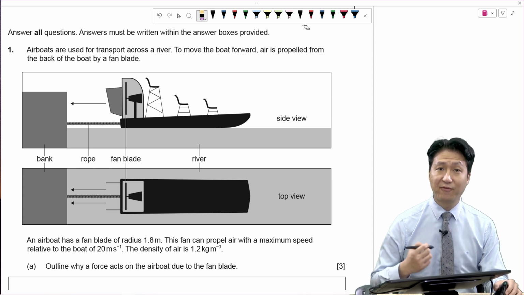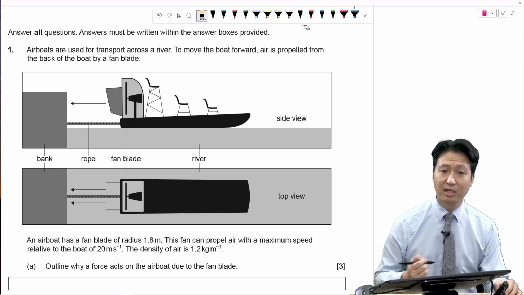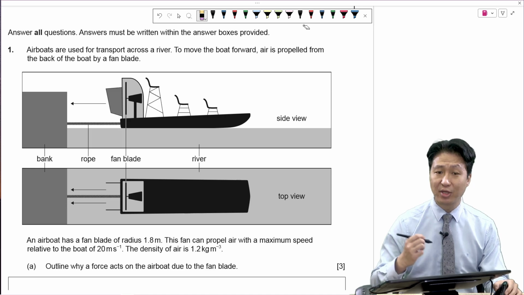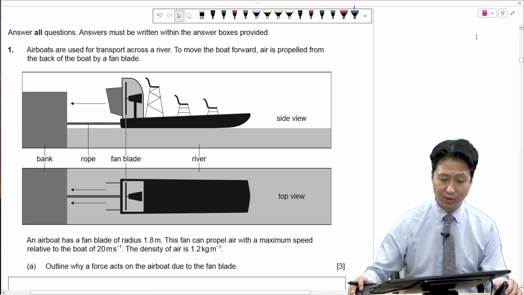An airboat has a fan blade of radius 1.8 meters. The fan can propel air with a maximum speed relative to the boat of 20 meters per second. The density of air is 1.2 kilograms per cubic meter. Outline why a force acts on the airboat due to the fan blade. This is a 3-point question.